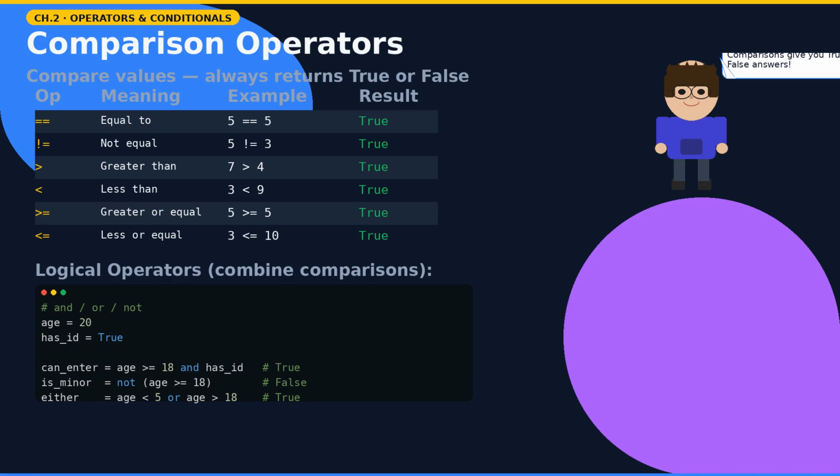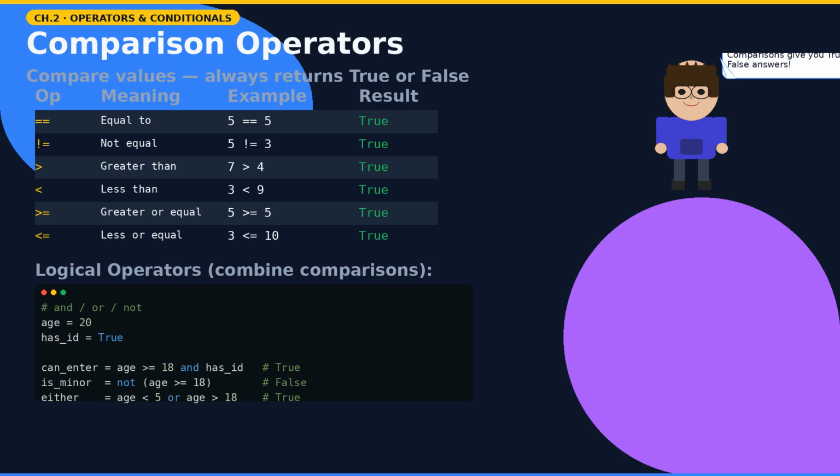The if-else statement is how Python makes decisions. It starts with the keyword if, followed by a condition and a colon. If the condition is true, Python runs the indented block below it. If it's false, Python checks the elif, short for else if. You can have as many elif clauses as you need. The final else clause catches everything that didn't match any condition.